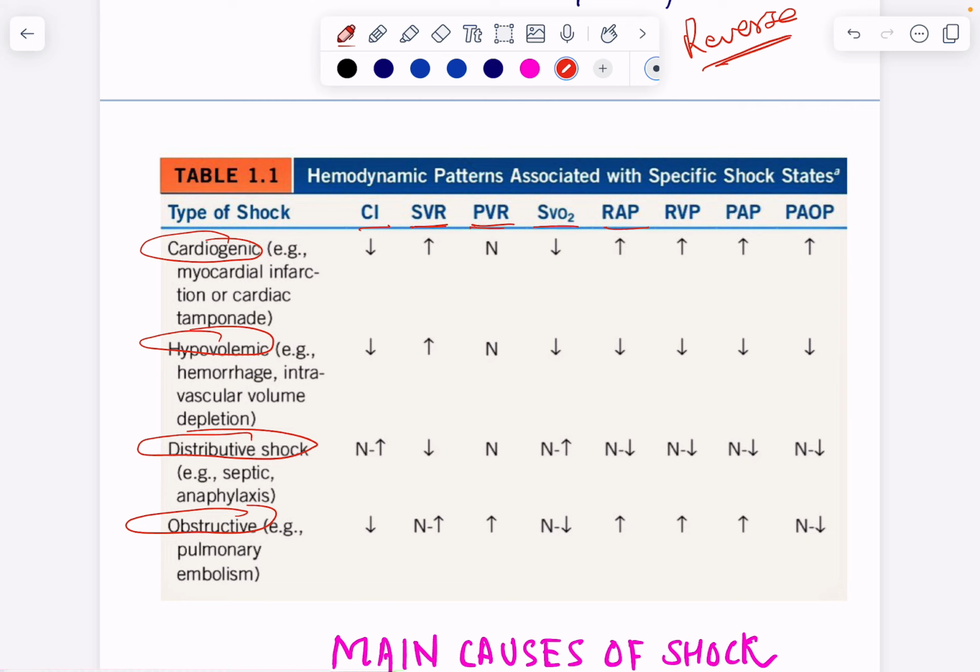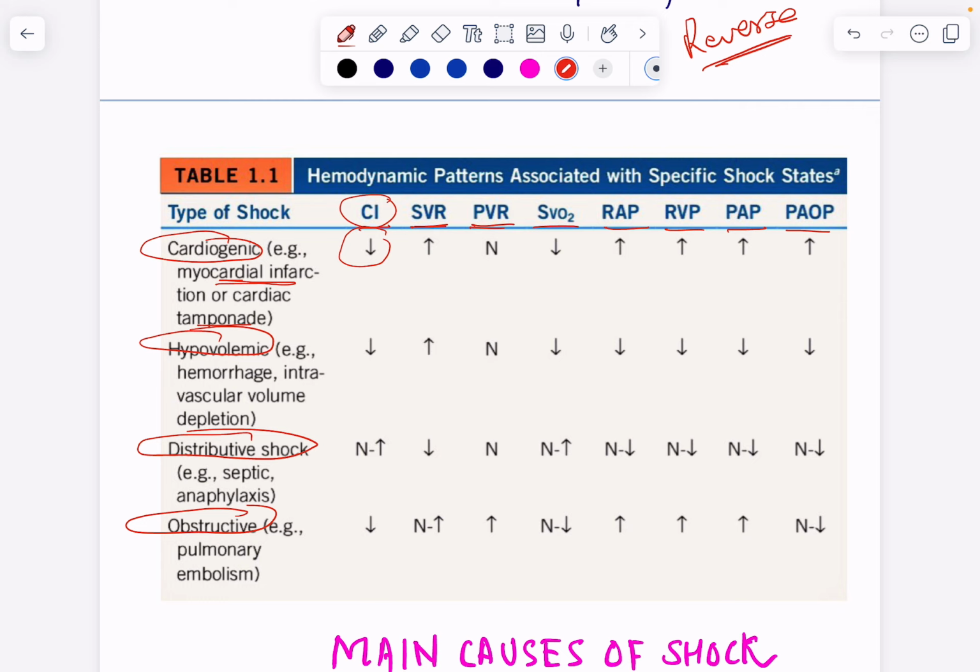If we say cardiogenic shock, what happens in cardiogenic shock? Cardiogenic shock could be because of myocardial infarction, or because of cardiac tamponade. In cardiogenic shock there is decrease in ejection fraction, and the contractility of the heart goes down. So what is cardiac index? Cardiac index is nothing but the cardiac output divided by body surface area in meter square. In cardiogenic shock there is decrease in cardiac output, which means there is decrease in cardiac index.